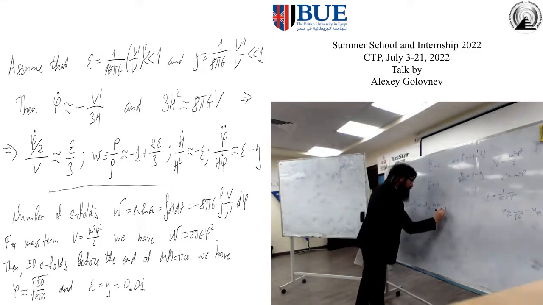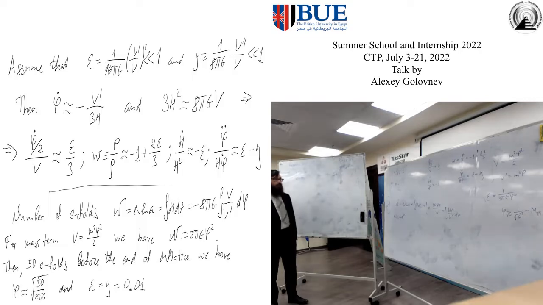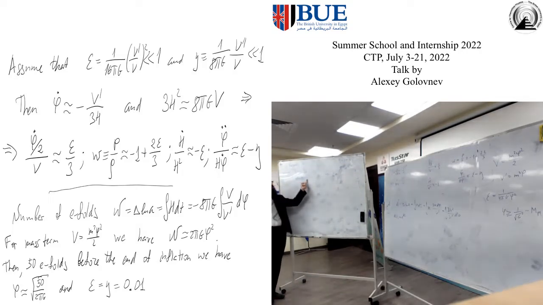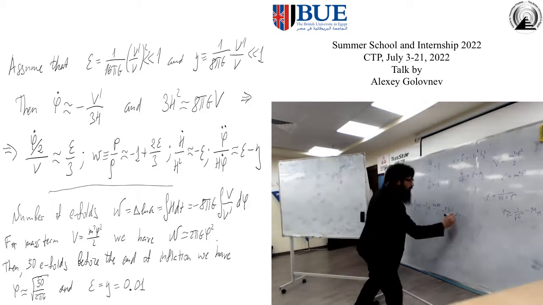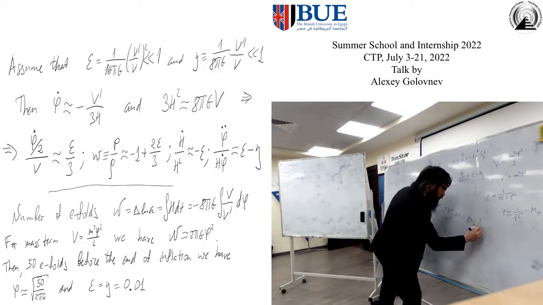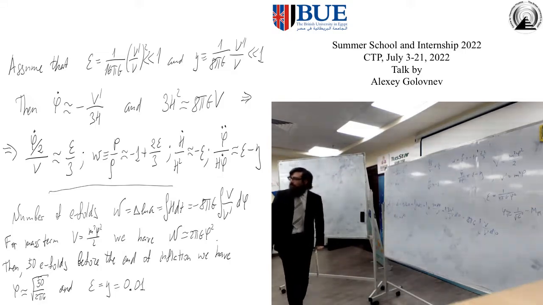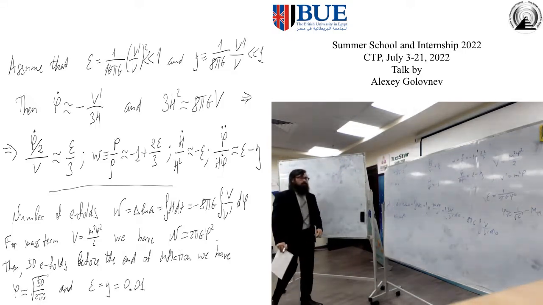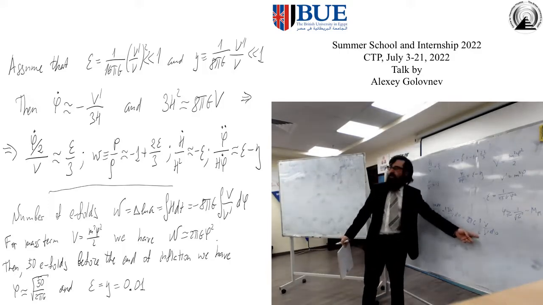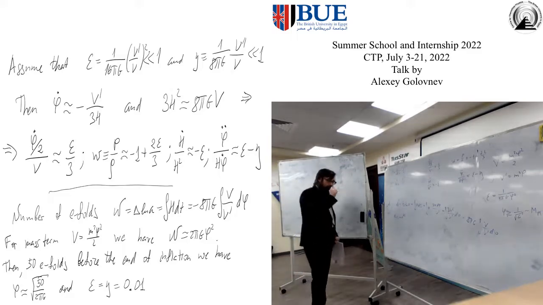And then it means I have here 3H squared over V prime d phi, right? And what is 3H squared? That's 8 pi G V. So basically the final result I have is 8 pi G times the integral of V over V prime d phi. That's the amount of inflation I can get. I have to integrate from the initial value of phi to the final value of phi, to the exit from inflation.